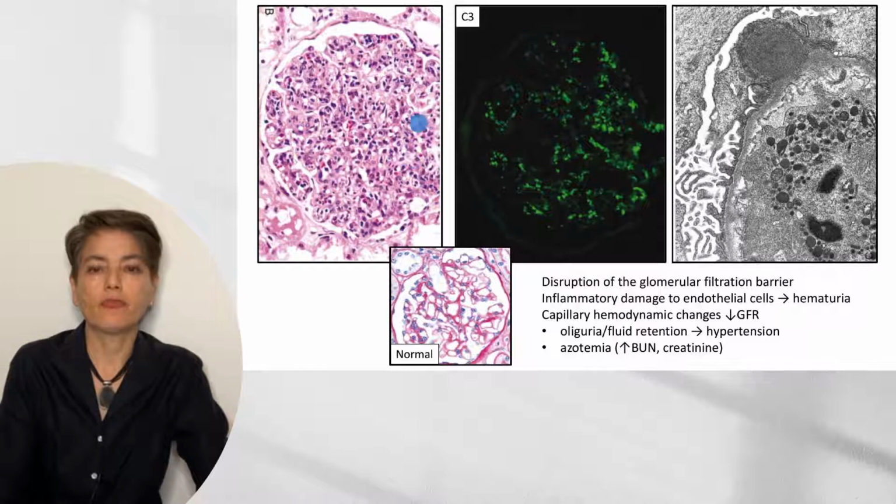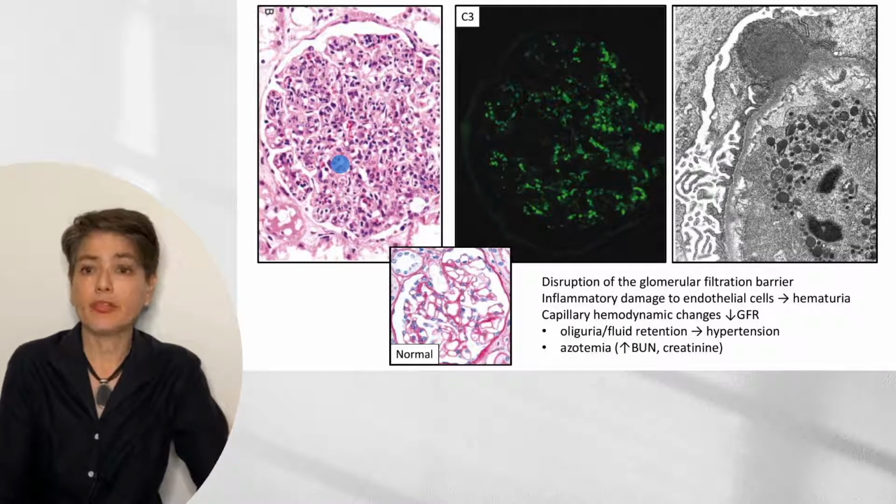Everything is just full of cells. This is immunofluorescence for C3, and it's going to give you that classic granular appearance. And the reason is we're getting these deposits here, subepithelial. So here's our podocyte with its little foot processes, and this is the classic finding. So with all of this inflammation, we are getting disruption of the glomerular filtration barrier.